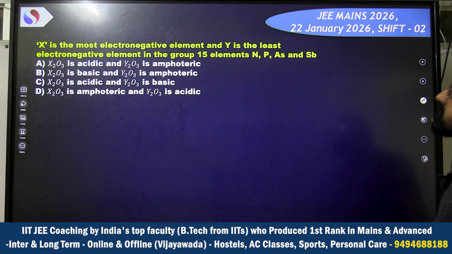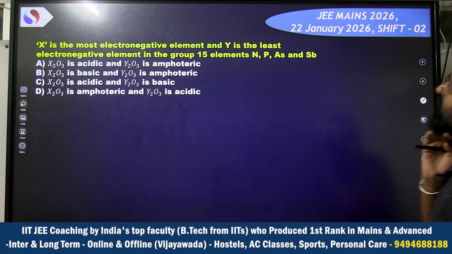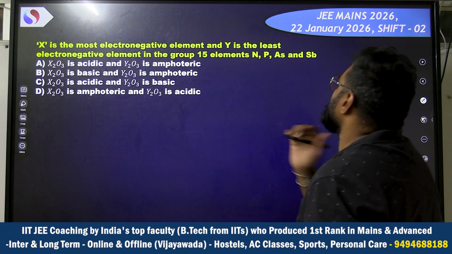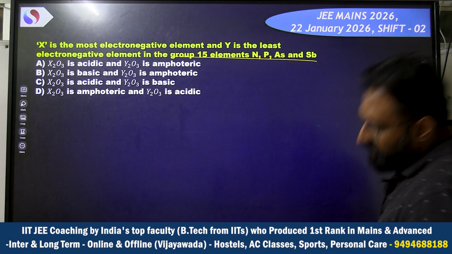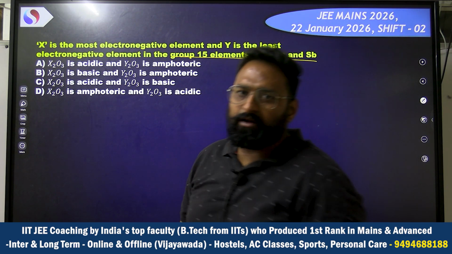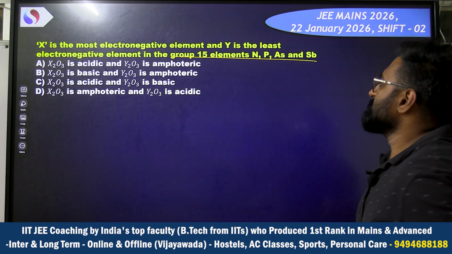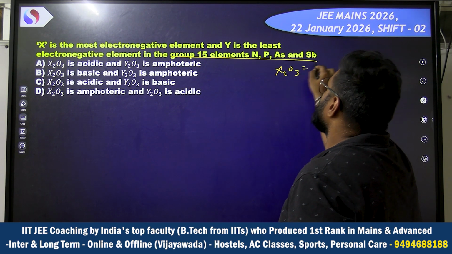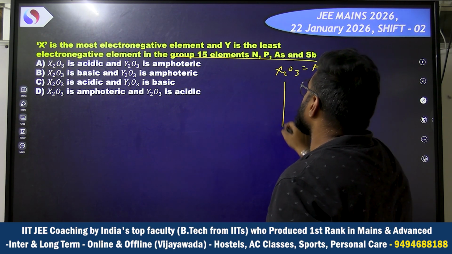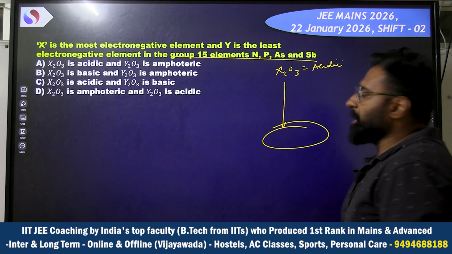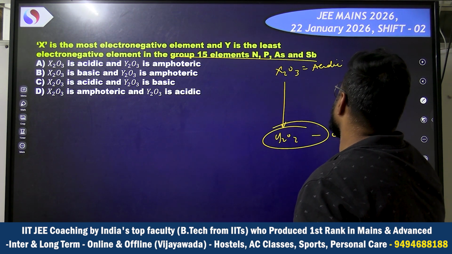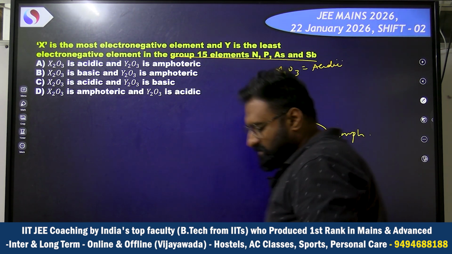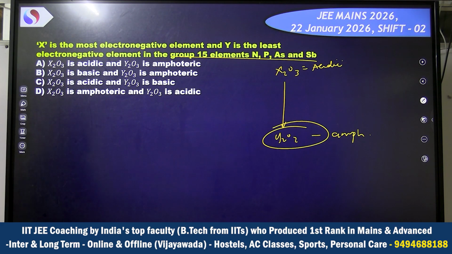Next question. X is the most electronegative element and Y is the least electronegative element of group 15 elements. Down the group, what will happen to acidic nature? Acidic nature will decrease. So X2O3 will be acidic, and later the acidic nature decreases, and the compounds below will be amphoteric in nature. So Y2O3 becomes amphoteric in nature.